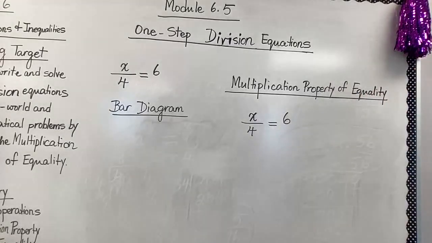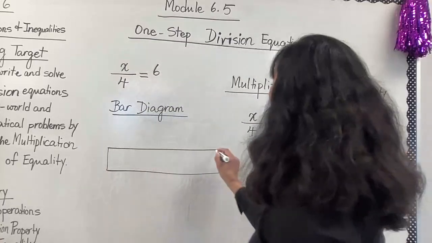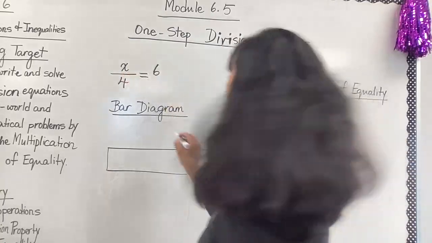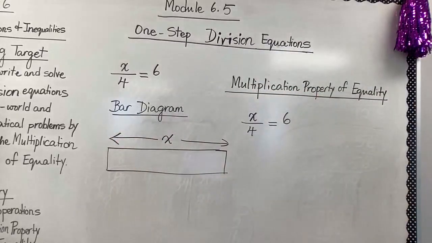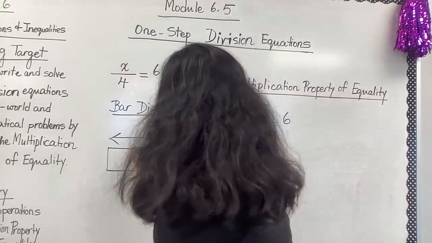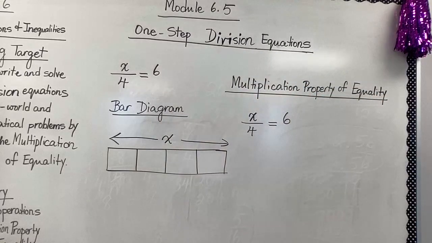All right, so x divided by 4 is equal to 6. So we're going to draw a bar to represent the total, and the total is how much? It is x. So I'm going to write this is x. All right, and then what do we see over here? So divide the bar into 4 sections because it's being divided by 4. We have 4 different sections, and that's what I've divided it by.